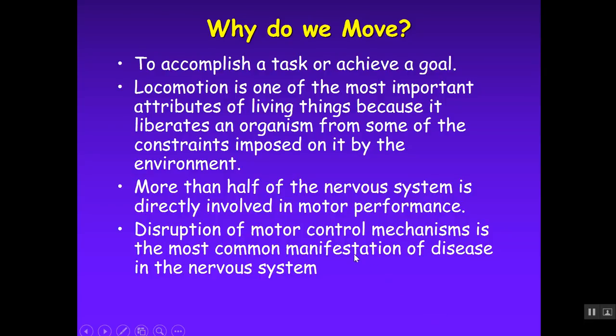More than half the nervous system is directly involved in motor performance. More than half of your neurons are directly related in some way to providing you with good motor performance. Therefore, disruption of motor control mechanisms is the most common manifestation of disease in the central nervous system. The most common symptom or sign that you will find in a patient is some disruption in motor performance or motor ability, the most common indication that somebody has a neurologic problem.